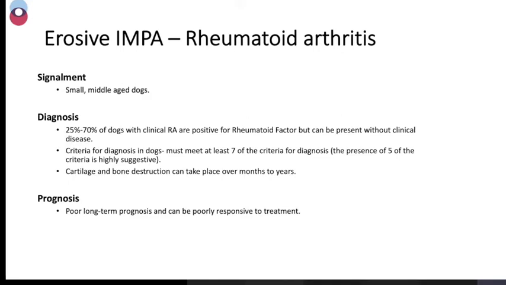And we can also use rheumatoid factor as part of our diagnosis, but unfortunately it's not a very sensitive or specific test for rheumatoid arthritis, so shown by this very wide percentage range. So some dogs will be clinical for rheumatoid arthritis and can be negative for rheumatoid factor, or are not clinical for it but still have it. And cartilage and bone destruction can take place over months to years, so it can be quite hard to diagnose in the initial stages, and often it's only sequential radiographs that can kind of help you make that diagnosis as well.